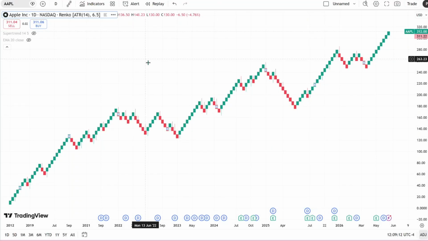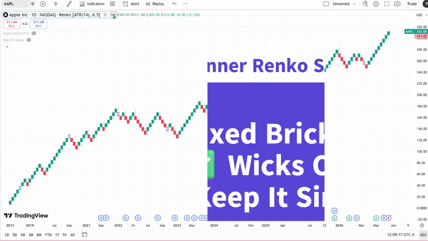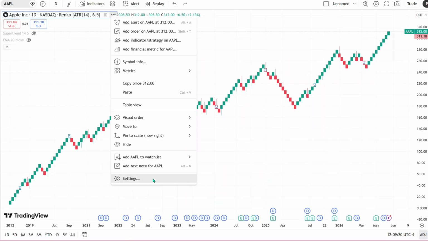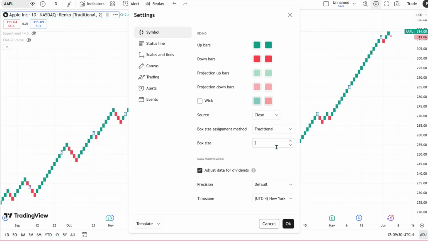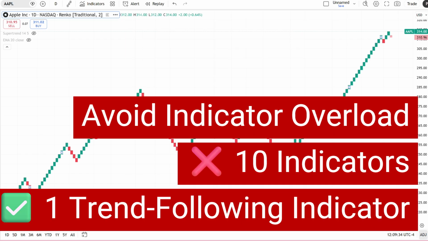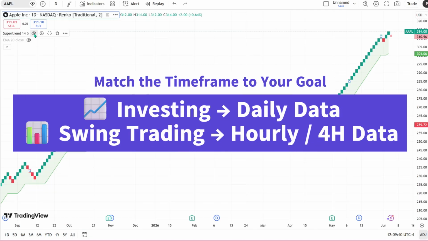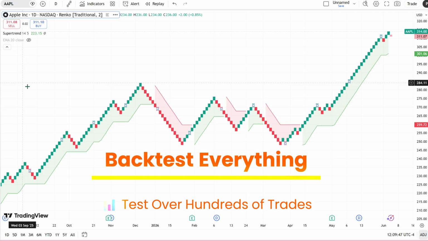Whenever someone asks me where to start, I try to keep things simple. I would rather begin with a clean setup and then make adjustments later. For most beginners, I would start with a fixed brick size. I'd leave Wicks turned off. I'd use a time frame that matches the style of trading I'm testing. And I'd avoid loading the chart with a dozen indicators. One trend-following indicator is usually enough in the beginning. Most importantly, I would backtest everything. A setup that looks amazing on a screenshot isn't necessarily a setup that performs well over hundreds of trades.